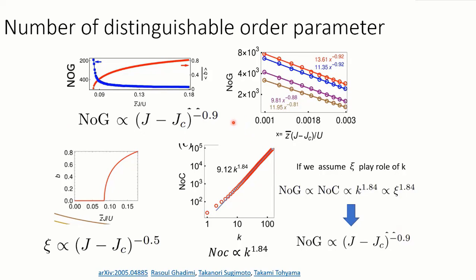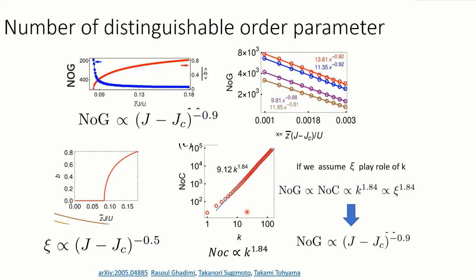So we can conclude that NOG seems proportional to NOC, and correlation length classifies vertices in the order parameter. This is the Bose-Hubbard model.